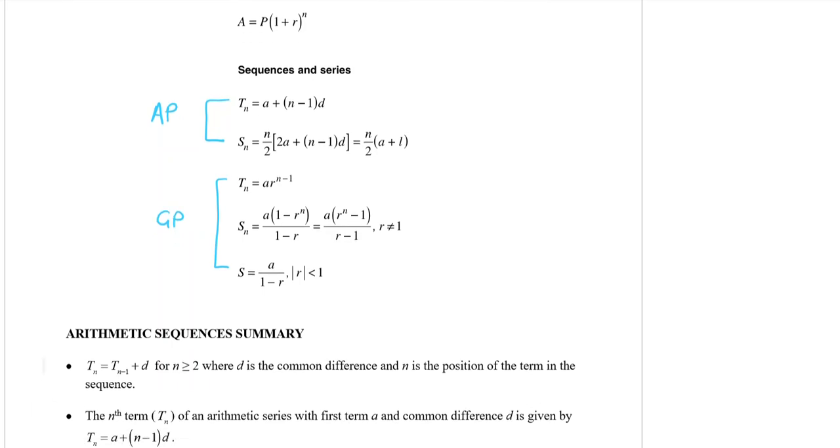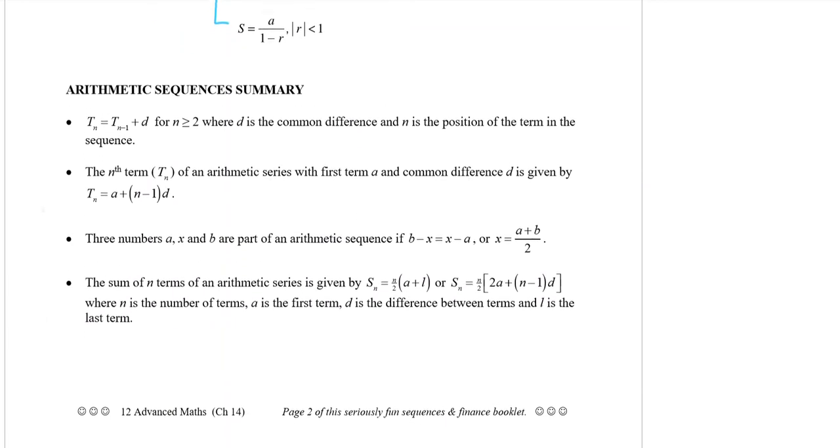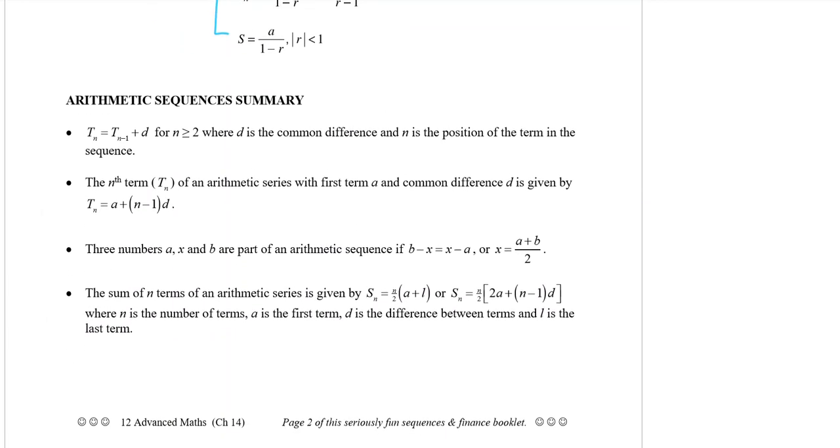Arithmetic sequence is a little summary to go back over what we should hopefully remember. The term of an arithmetic series is found by adding a common difference to the previous term. So D is the common difference, N is the position of the term in the sequence. The nth term of an arithmetic series can be found using A and D, and is using this formula here.